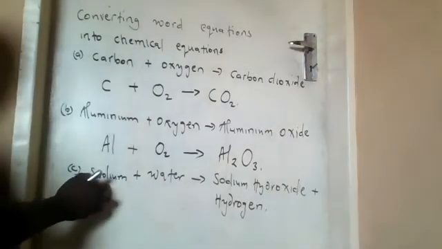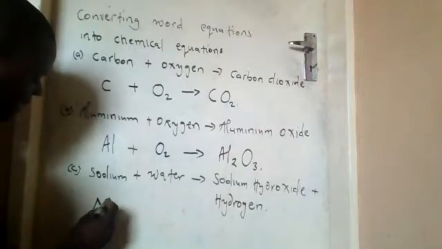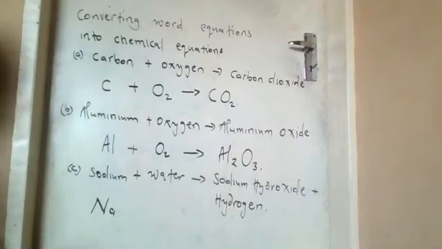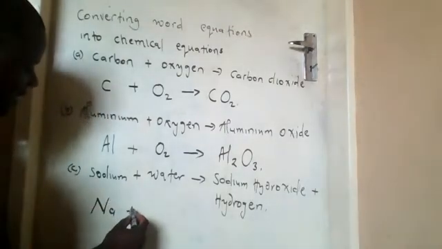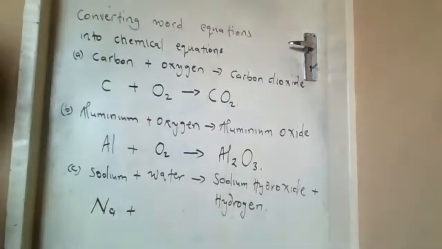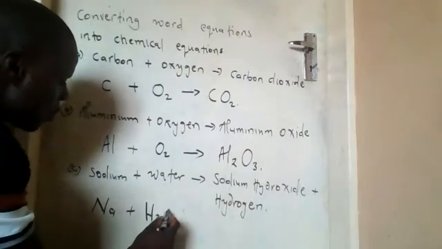So from the periodic table, sodium, we know that it's derived from a Latin name, natrium. So the chemical formula is Na. Plus, water is never found on the periodic table, but we know that water is written as H2O.